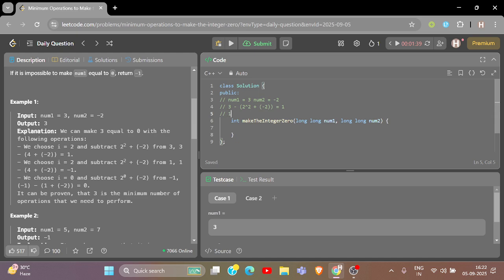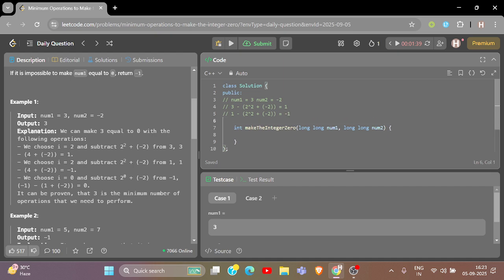Now I will again do another operation, and here they are choosing i is equal to 2 again. So if I do this thing again, what will happen? 2 squared is 4. 4 plus minus 2 is 2. And 1 minus 2 will be minus 1. And now, again, it is minus 1 here.